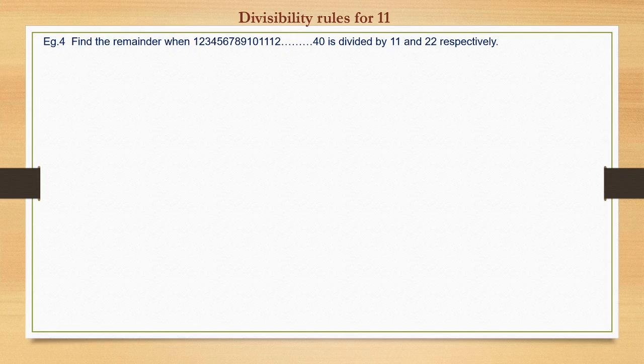Now find the remainder when, this is an example, 1 2 3 4 5 6 7 8 9 10 11 12 and so on till 40 is divided by 11 and 22 respectively. So first I check with 11. So what is the rule for 11?